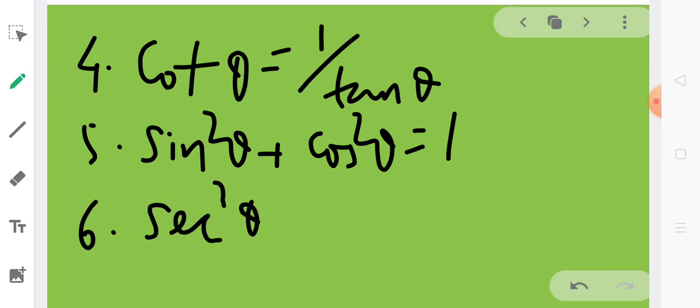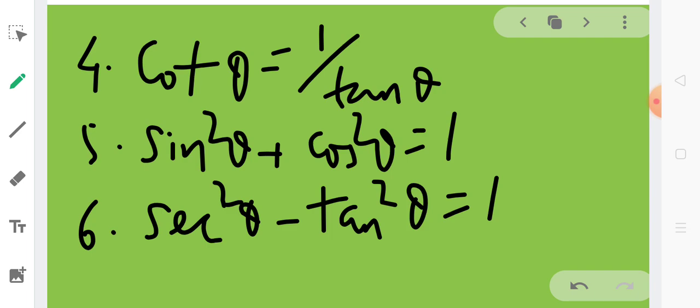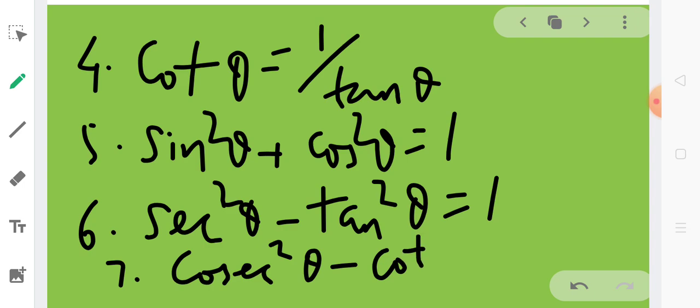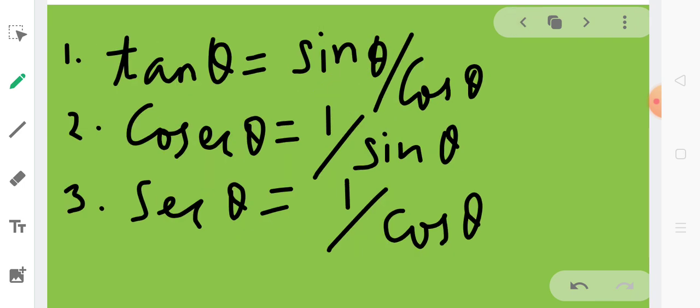Sec square theta minus tan square theta is equal to 1. And lastly, cosec square theta minus cot square theta is equal to 1. So you need to remember these 7 relations.